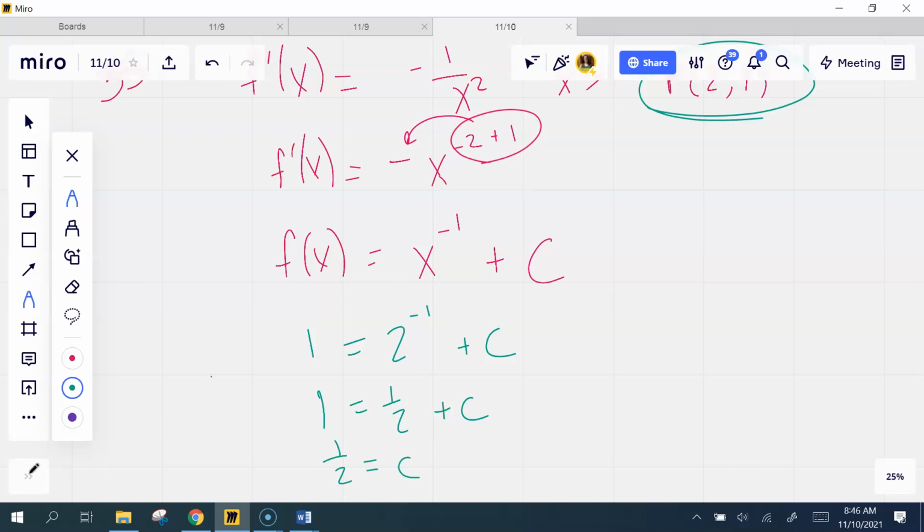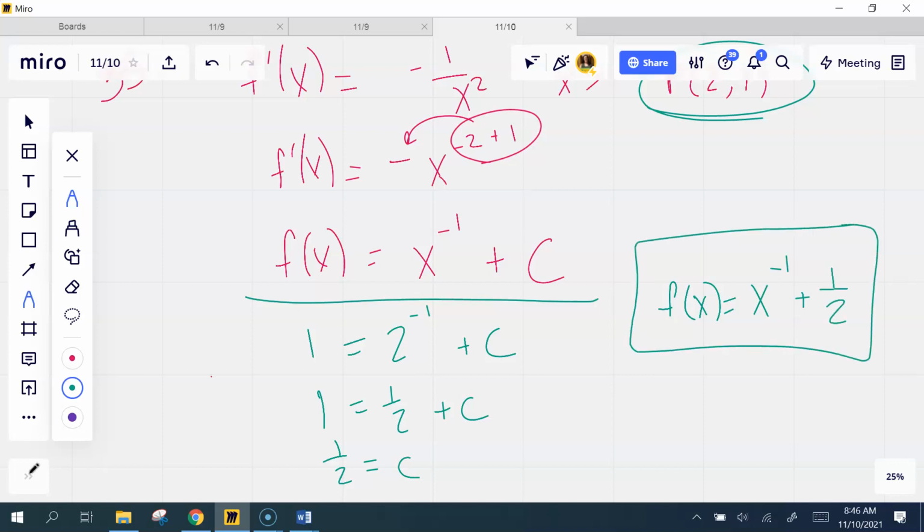So my equation for f of x, and this is not that general equation, but this is a specific equation because I have a point. So f of x is equal to, I come back to this, x to the -1, and I plug in my c that I found. And I'm done.